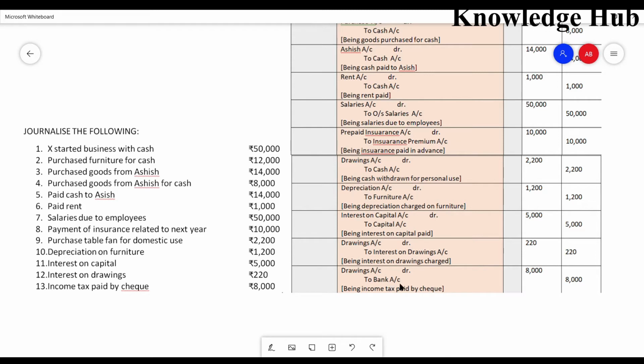My bank balance is reducing and not my cash, because in the transaction it's clearly mentioned that the income tax is paid in check. So my journal entry stands at drawings account debit to bank account for an amount of rupees 8,000. Narration is being income tax paid by check. Please note that in case of journal entries, after each and every entry, you need to pass a narration.